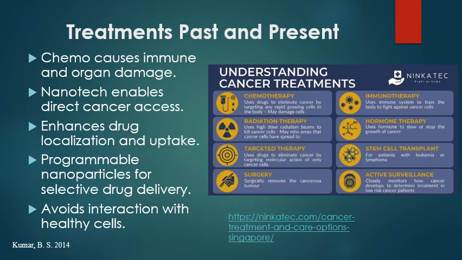As I said before, chemotherapy causes immune and organ damage. So a lot of people are trying to go away from that because of what it does. There are so many different cancer treatments out there, from chemotherapy, radiation therapy, targeted therapy, surgeries, immunotherapy, hormone therapy, stem cell transplant, and then active surveillance.